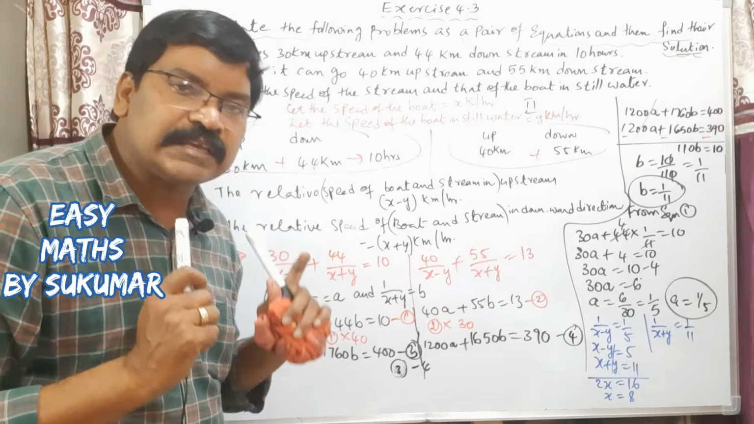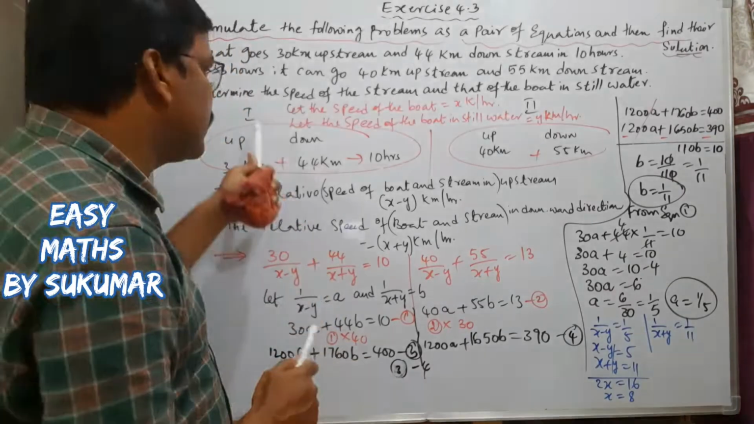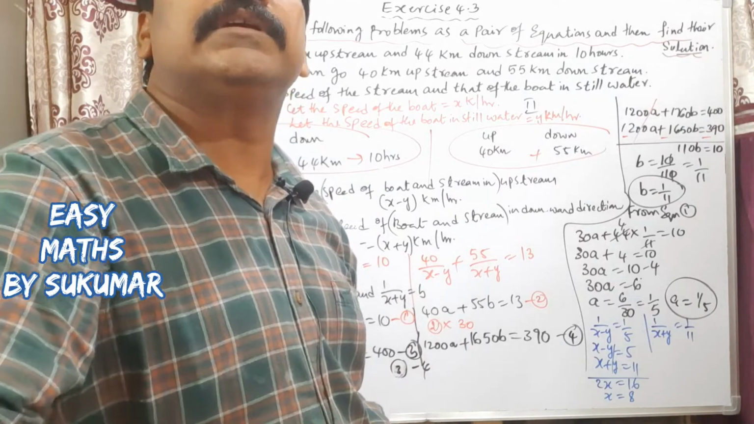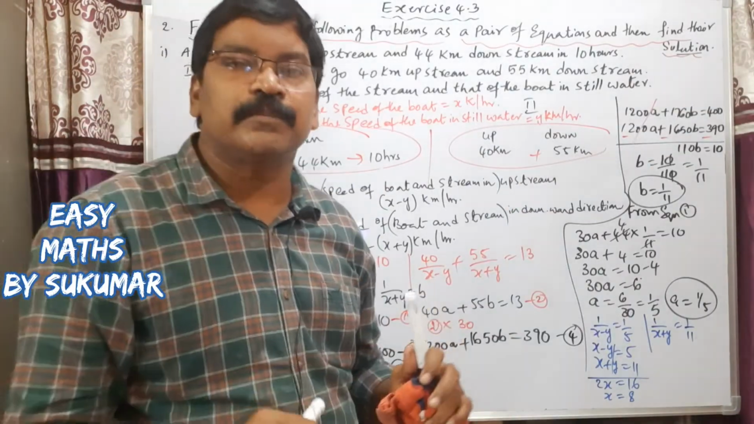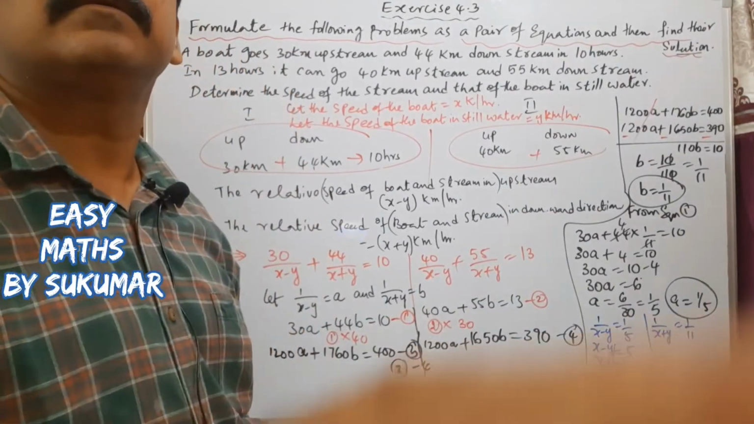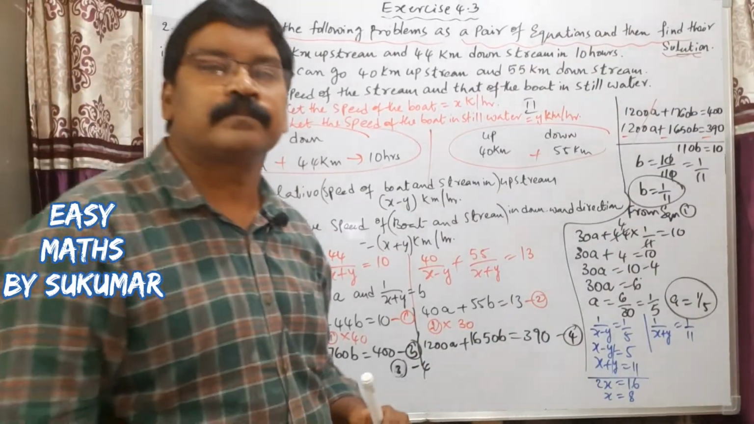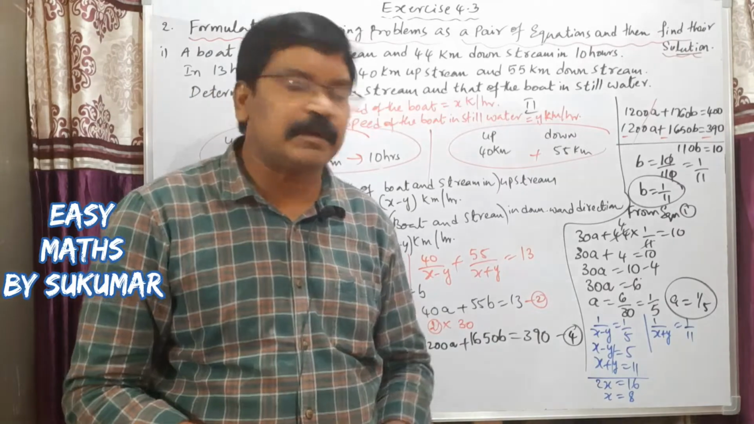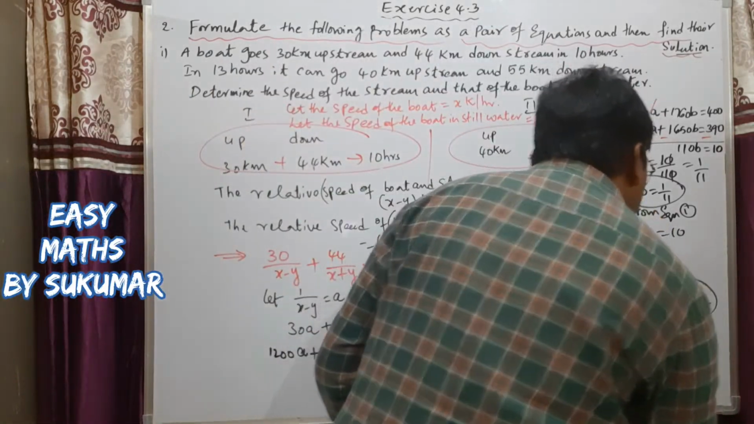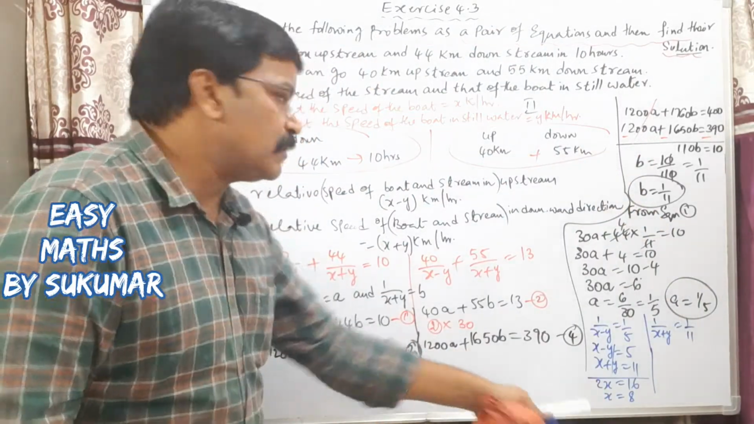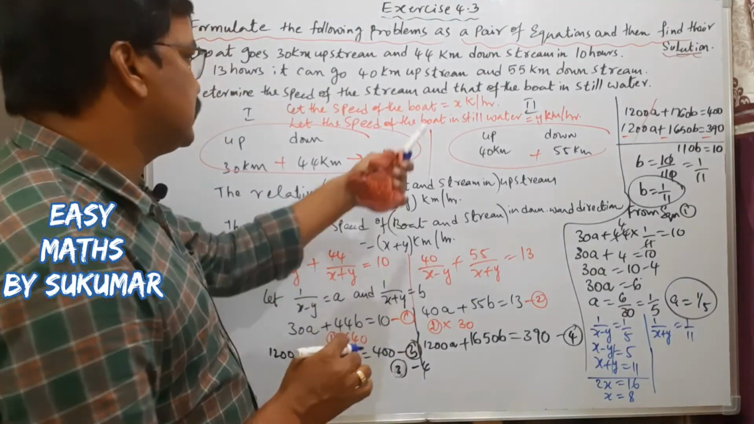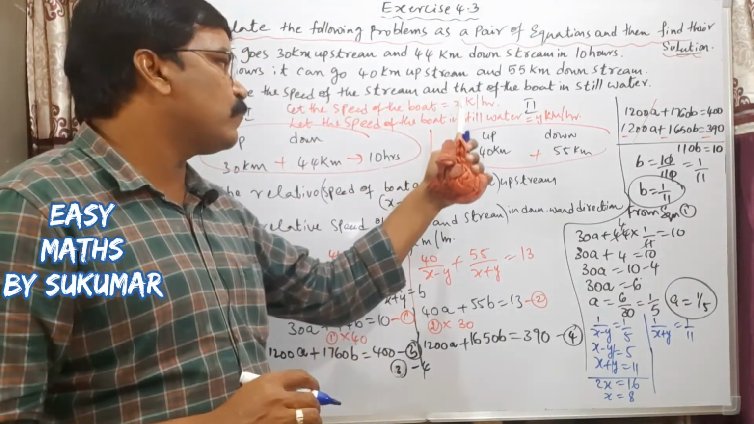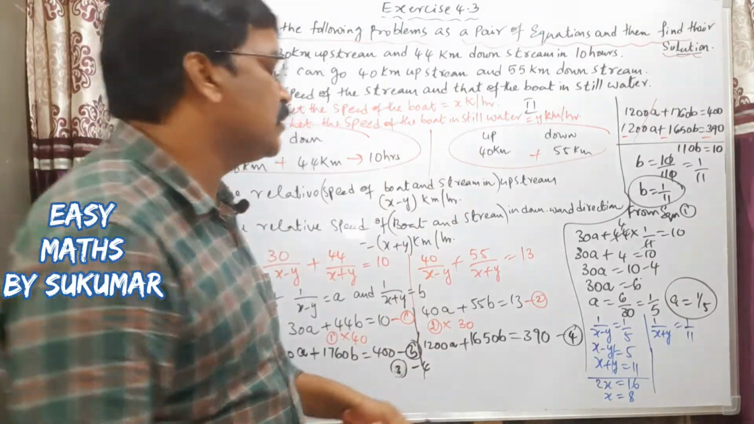So what is x? X means the speed of the boat. So the speed of the boat here is 8 km per hour. So my dear students, here x is equal to 8. Similarly, let us find the value of y. That means the speed of the boat in still water is y.